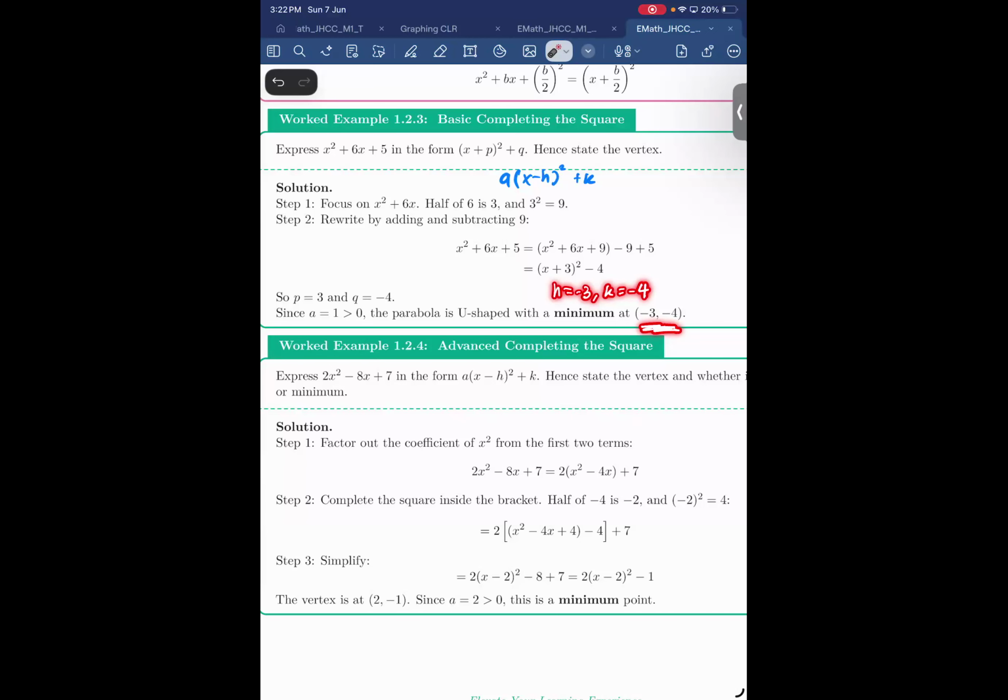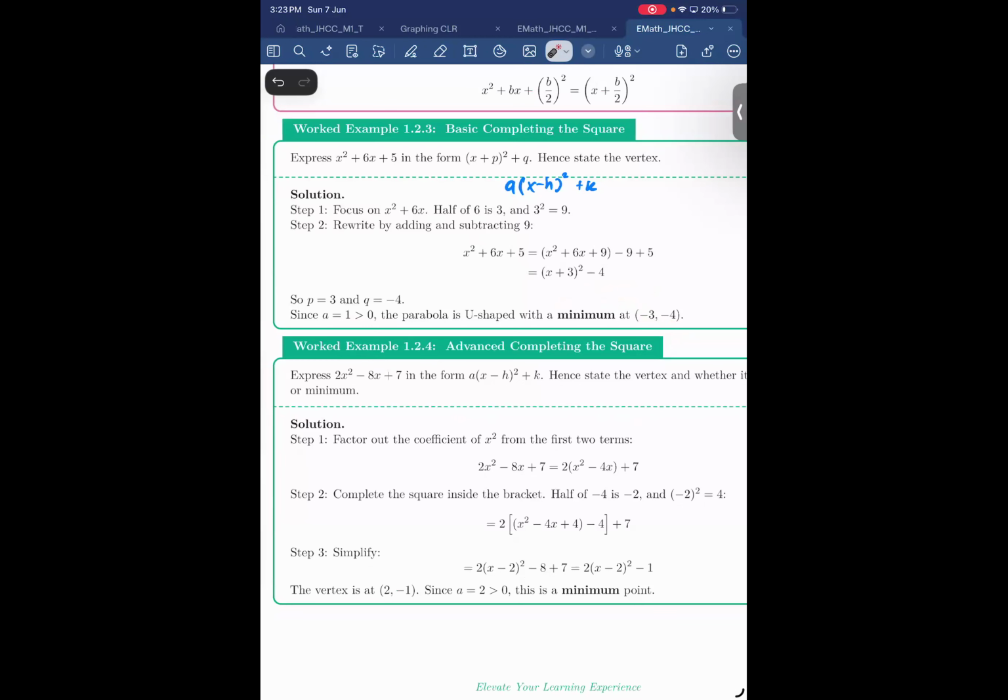So once again, why is this minimum? It's because the coefficient of x squared is positive. The number in front of x squared is positive, so it's a U-shaped graph. So it's a minimum point, and the minimum point has minus 3, minus 4 as the coordinates. Any questions about this? You heard this before in the EMath video, right? Everything in this again.